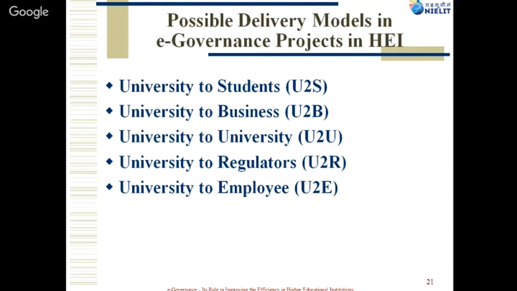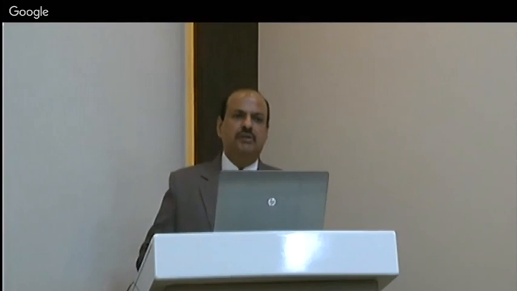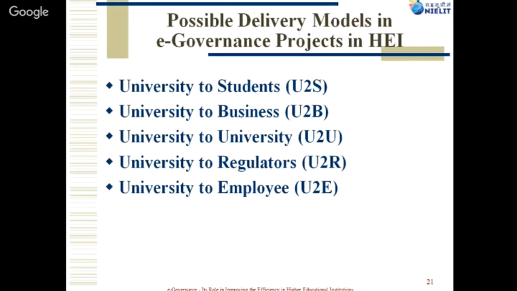So these are not the standard terms. Now I'm giving you information about these. Standard e-governance models are government to government, government to business. But I have used similar terminology for the educational institute, thinking of the educational institute as a government itself, and how it can deliver the services. I have identified five, maybe more, but five.